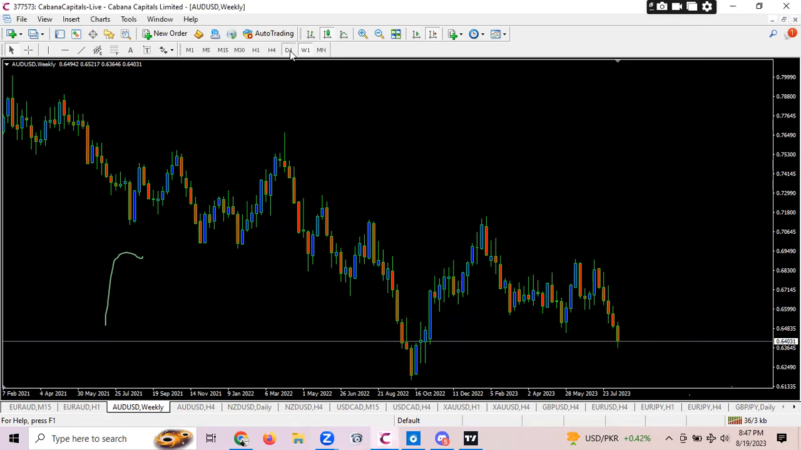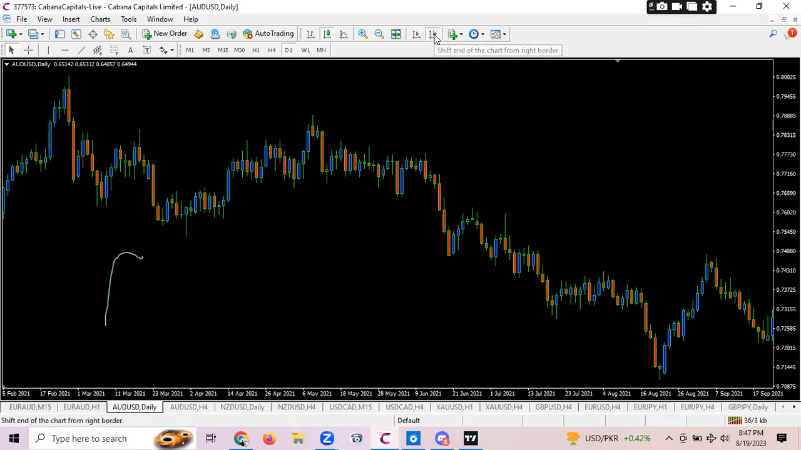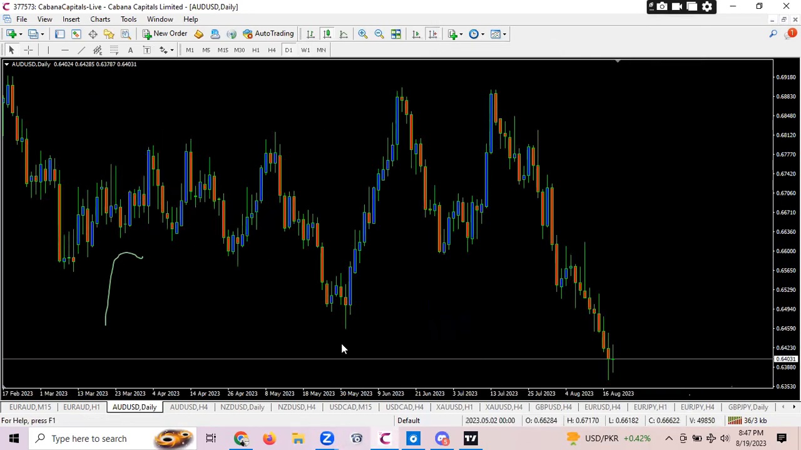Okay, so let's go down to daily. Let's see what we have on daily. Okay, so on daily, last Friday candle closed as a doji, which indicates change in trend from bearish to bullish. But as you know, we can't just jump in and start buying after the formation of a doji. We have to wait for the next candle to close bullish before we execute a buy trade, right?